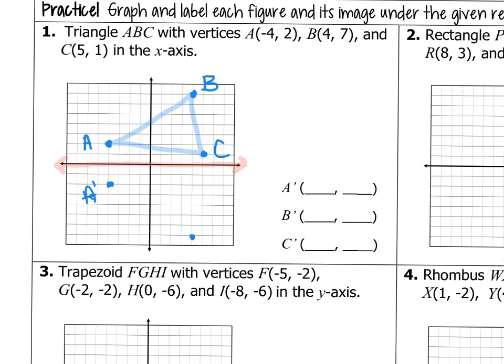Right here. Now C prime is only 1 away from the line, so I just go 1 away here. There's my new C prime. Now I can go ahead and connect the dots. Again, you don't need to make it fancy.